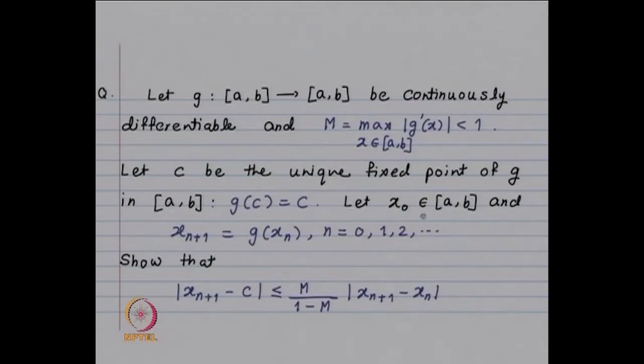We look at the Picard iterates. Start with x 0 in a b and define x n plus 1 is equal to g of x n. Then we want to show that modulus of x n plus 1 minus c is less than or equal to m upon 1 minus m modulus of x n plus 1 minus x n.